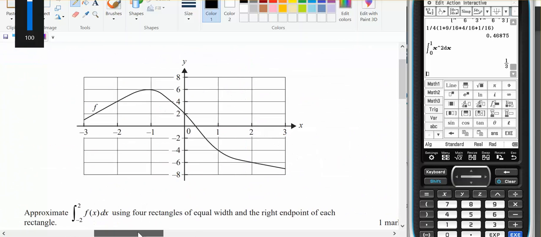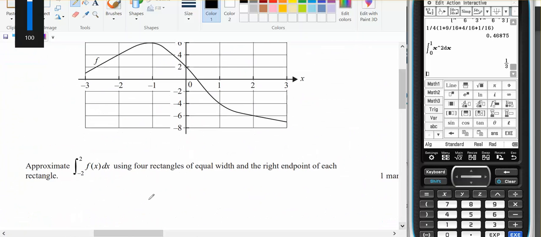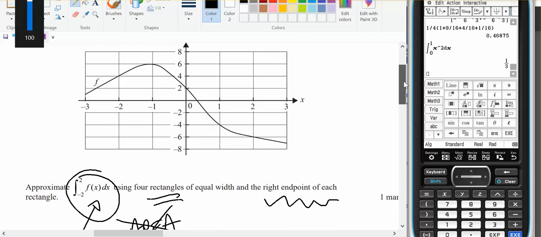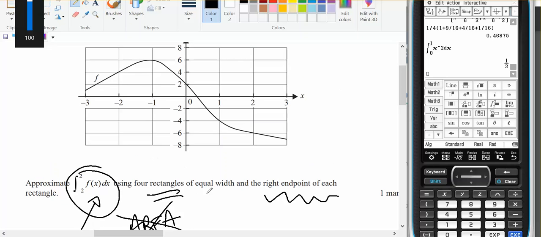Okay, the next question. Approximate this using 4 rectangles of equal width using the right end of each. Never anywhere did the word area come into it. Area is not what this question's asking. So I'm using the right end from -2. The right end of -2 will be my first rectangle, 4, so 1, 2, 3, 4. Right end will be this. Right end will be this.